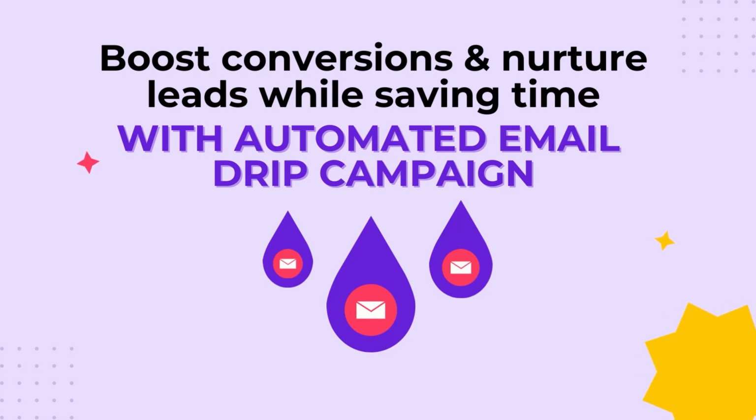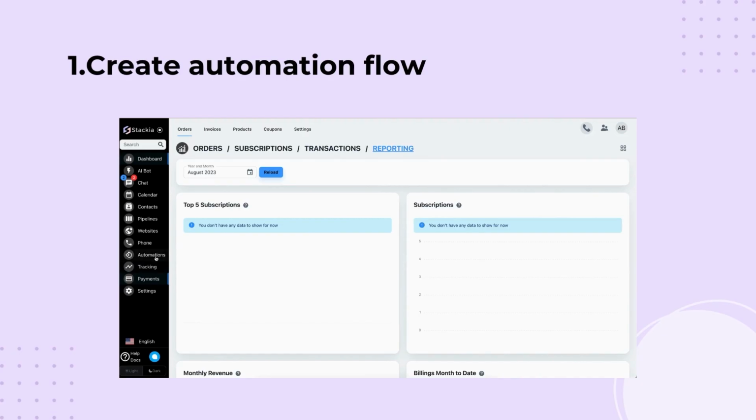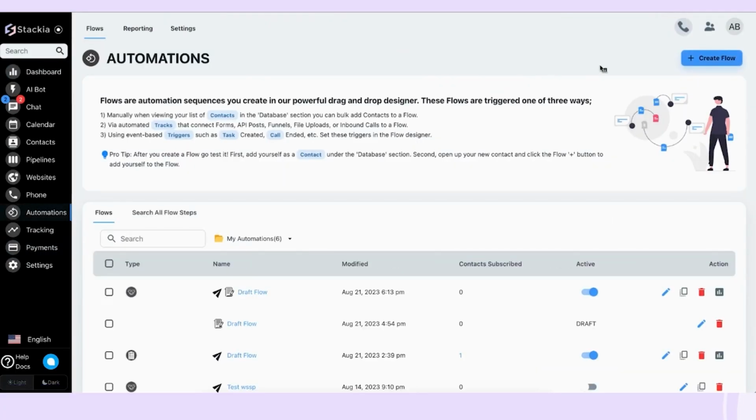In this video, I'm going to show you a really easy way on how to set up an automated email drip campaign using Stackia. So let's jump in. To begin, let's go from our dashboard to automations and click on Create New Flow.